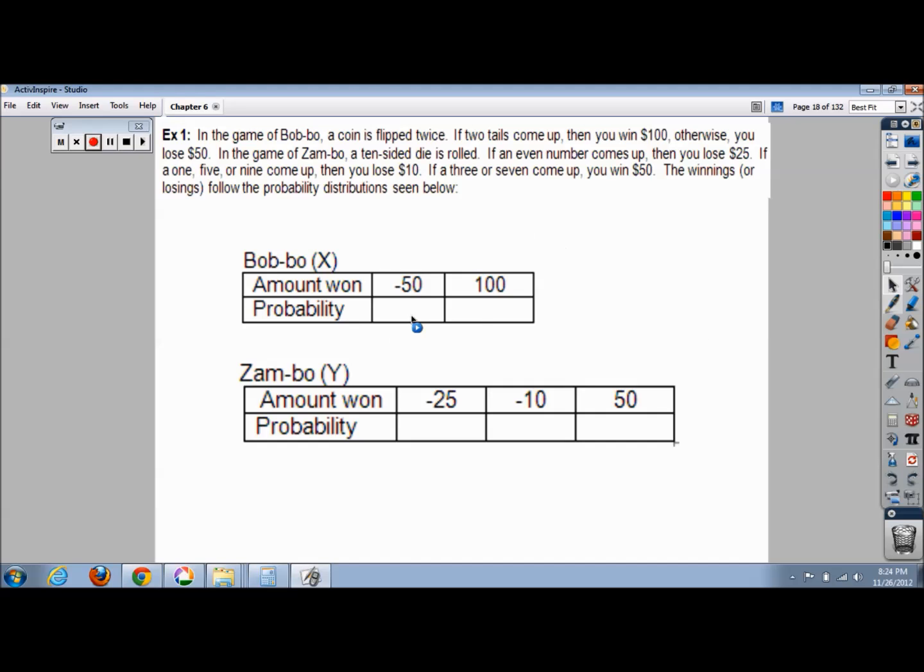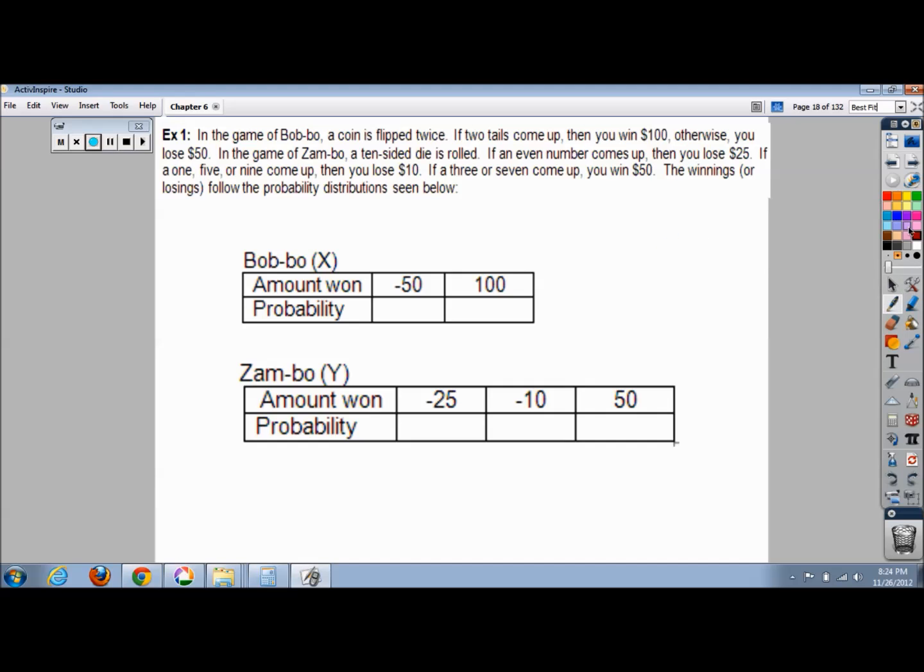Okay, so we are going to fill in the probabilities here. Now, in a game of Babo, we're either going to lose 50 bucks or we're going to make 100 bucks. There is no cost to play either one of these games. All right, so it says if two tails come up, we win 100 bucks.